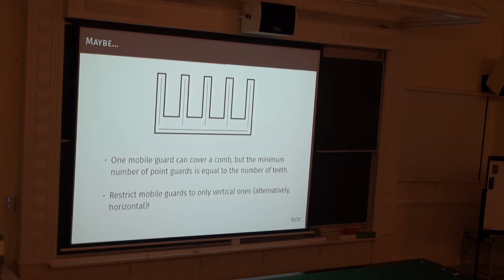Seems to be hopeless. You take the comb again, and you can see that you need a point guard for each of the teeth, but actually one mobile guard can cover the whole gallery. However, we had the idea to restrict the mobile guards to either only vertical ones or only horizontal ones. Now there is a chance that these two numbers become comparable, the number of mobile guards and the number of point guards necessary to cover the gallery.